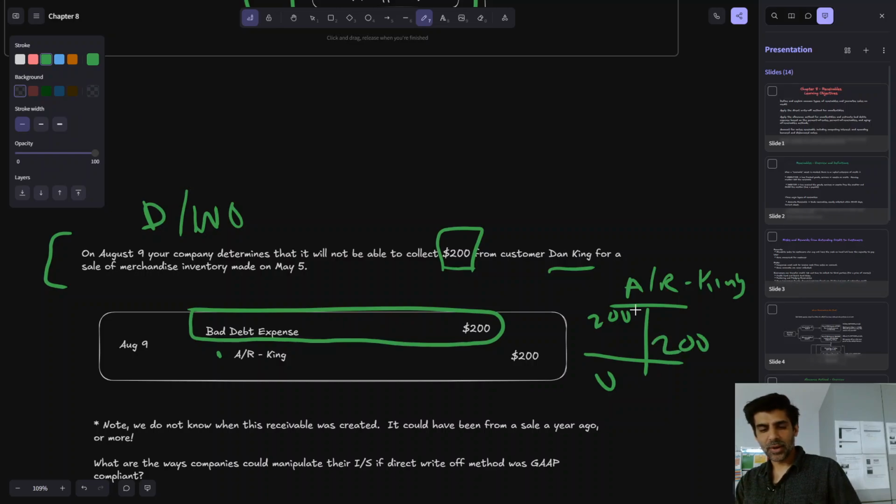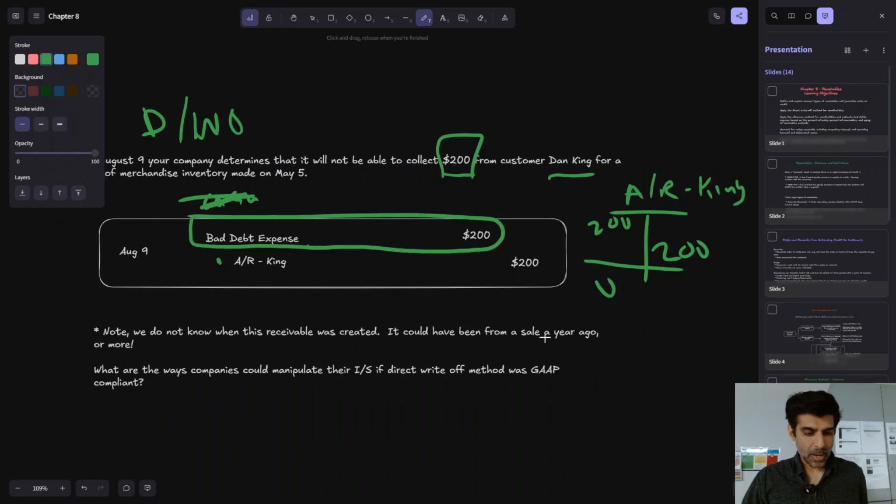So we need to credit this 200. And it's not like he's paying us the cash. Remember, if he paid us the cash, we would debit cash 200, credit account receivable. But he's not paying us. So instead, we're going to take this bad debt expense. Makes sense? Direct write-off, that's why it's so simple. We know exactly how much and we know exactly who is not paying us, so we can directly go to our accounts and change them. We know exactly what to do.